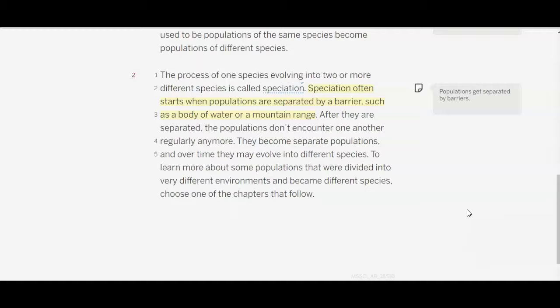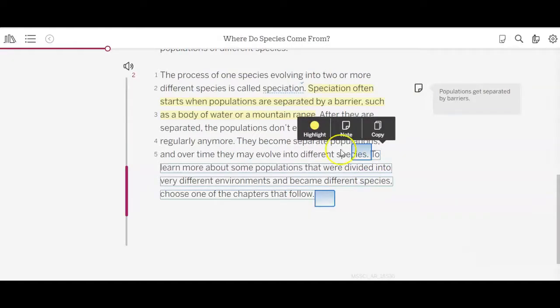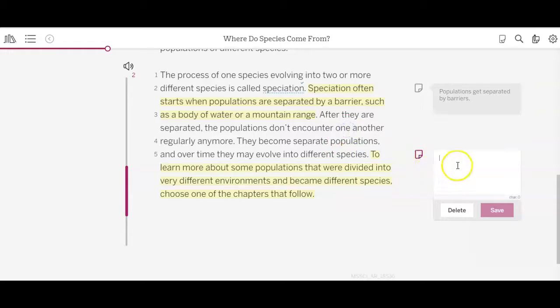To learn more about some populations that were divided into different environments and become different species, choose one of the chapters that follow. Well, those chapters are what I have assigned you, so we're not going to go any further. But I do need to summarize, so I'm just going to go ahead and highlight this last sentence right here. I'm going to make a note. I'm going to put hashtag summary, and I'm going to make a summary about what I just read.